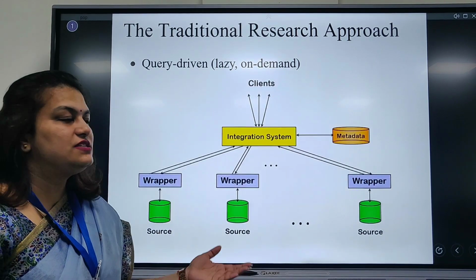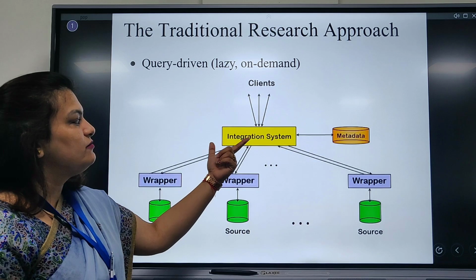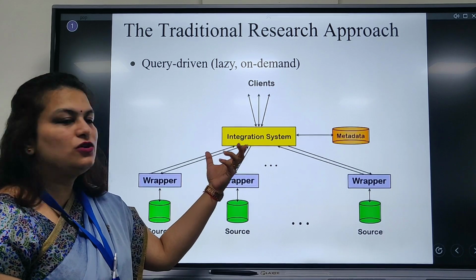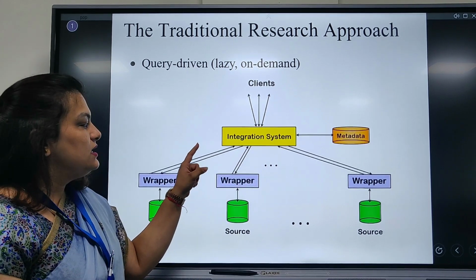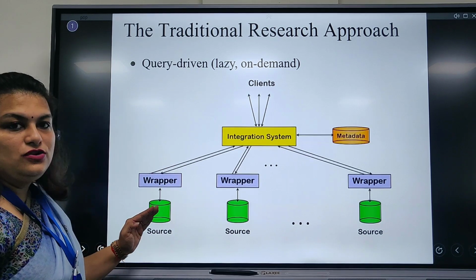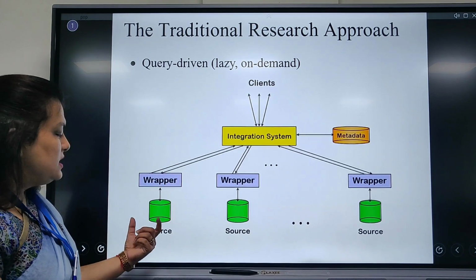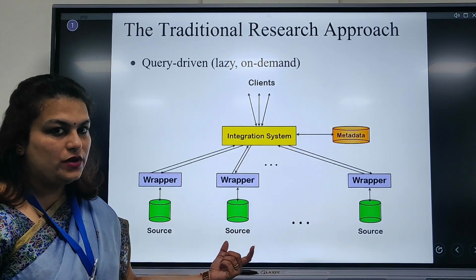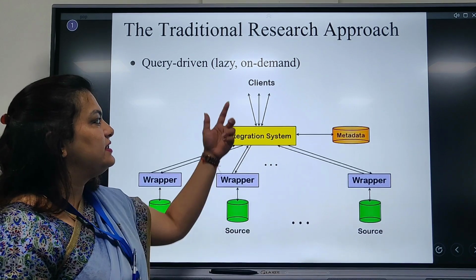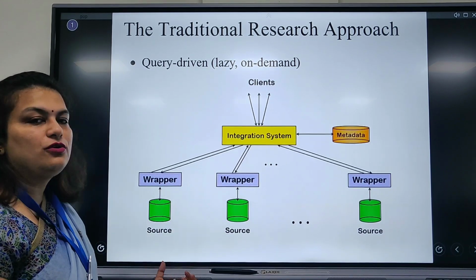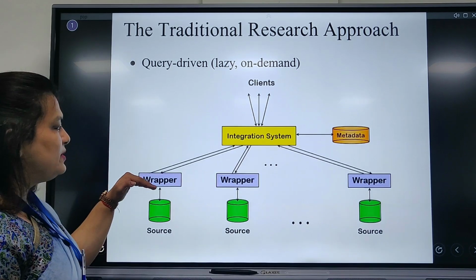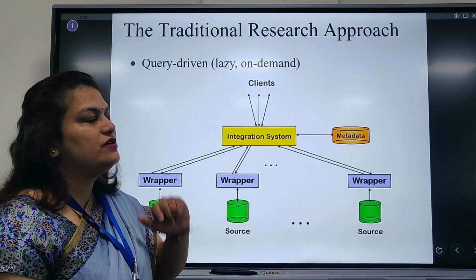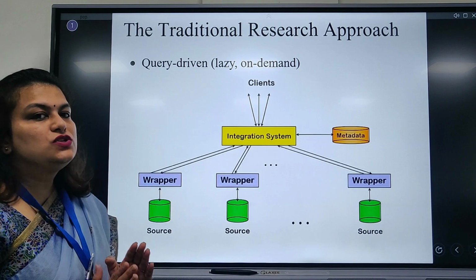This was the traditional research approach in which the integrated system was used by the client. The client asked for the service from the integrated system. This system used to contact the wrapper for the data. These are the primary sources of data in which every kind of data is stored. Whatever type of data is needed by the client used to be fetched from this particular source of data, and the wrapper again used to give that data to the integrated system, and then it used to give it to the client. But this was on demand.